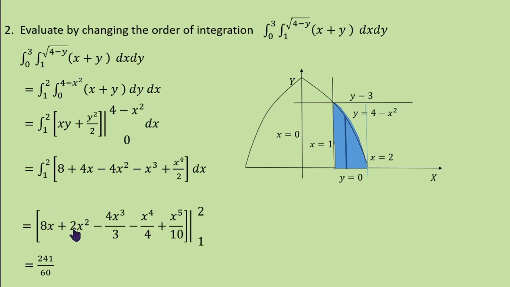8 into 1 plus 2 into 3 minus 4 by 3 into 7 minus 15 by 4 plus 31 by 10. Just substitute in the calculator, you will get 241 by 60. So this is how we can evaluate the integral by changing the order of integration.